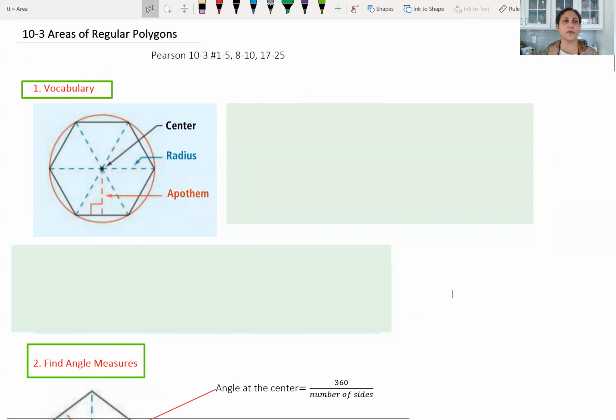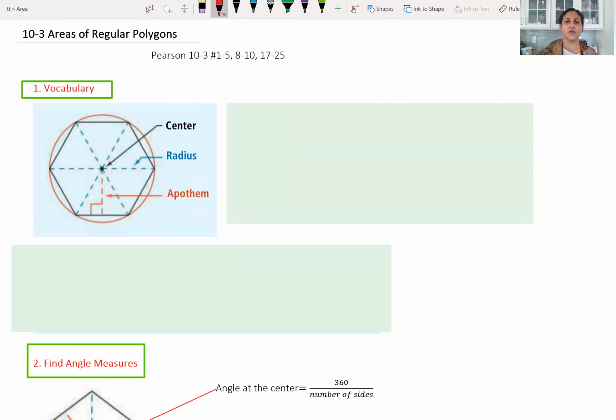Hi guys, today we're going to do areas of regular polygons. This is a very difficult lesson, and make sure you're doing all the steps slowly and carefully, otherwise you will end up with some wrong answers, and we don't want to do that, okay?